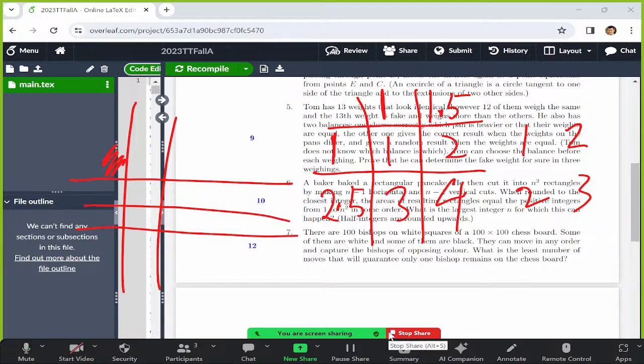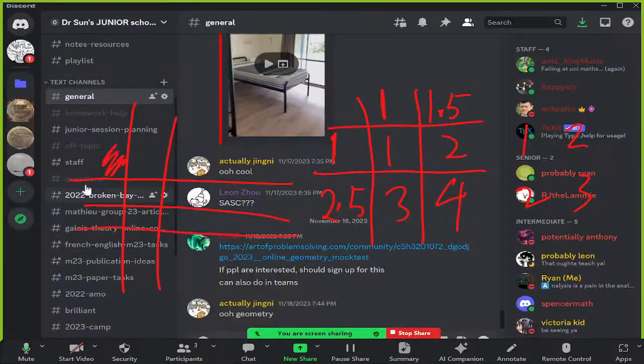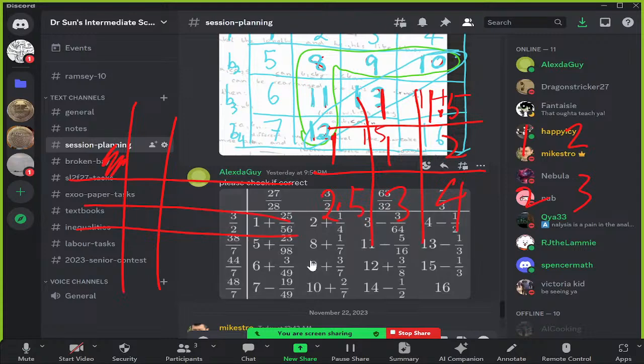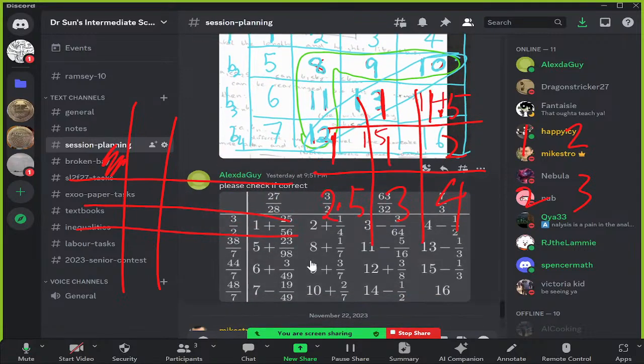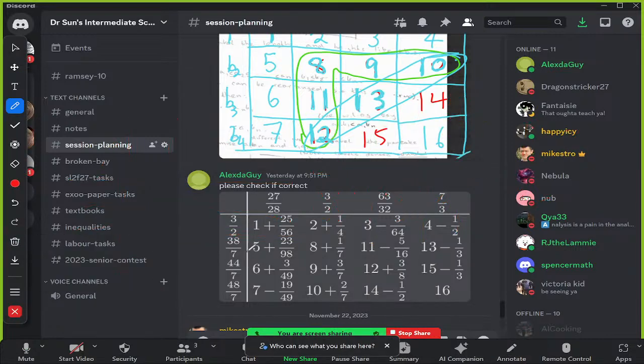Oh, okay. So let me take you to this. So someone has done this for 4 cuts, and what they're saying is if we make the side lengths 27/28, 3/2, 63/32, 7/3, and this one is 3/2, 38/7, 44/7, 48/7, then we get the right numbers, yeah?